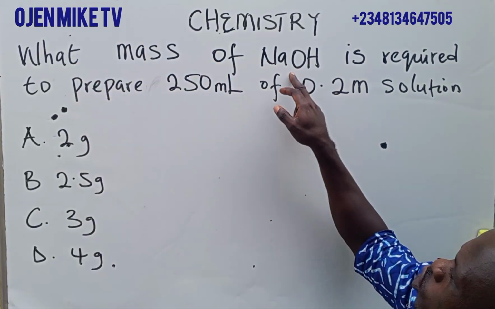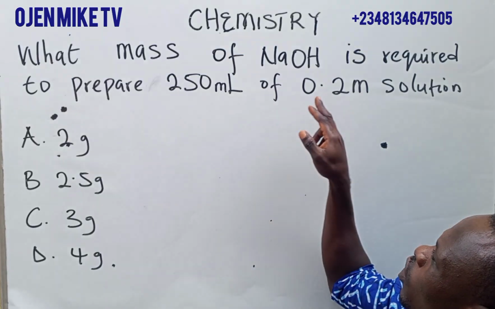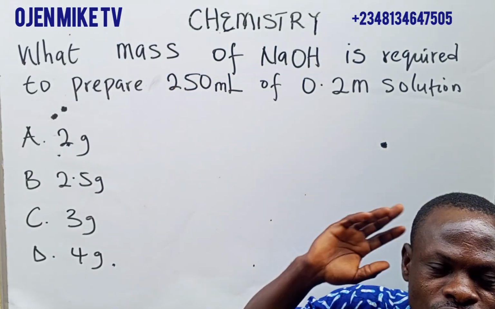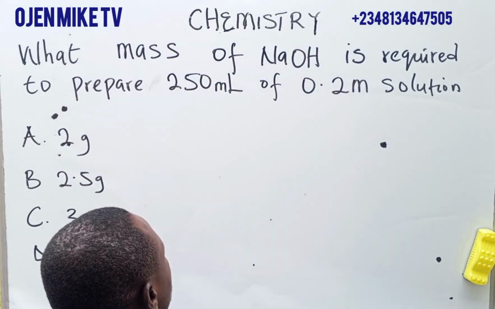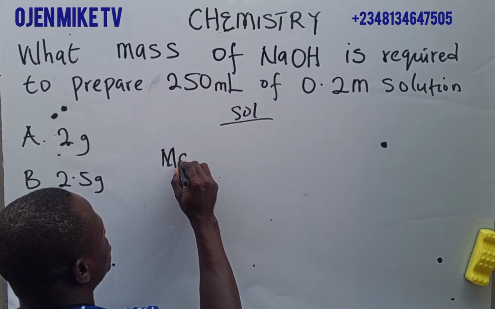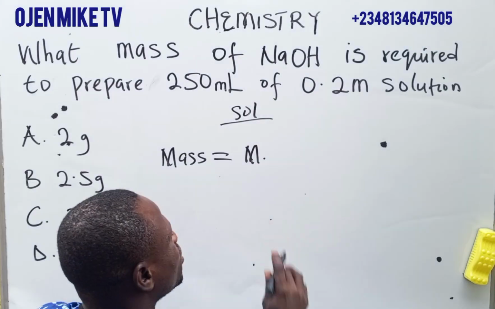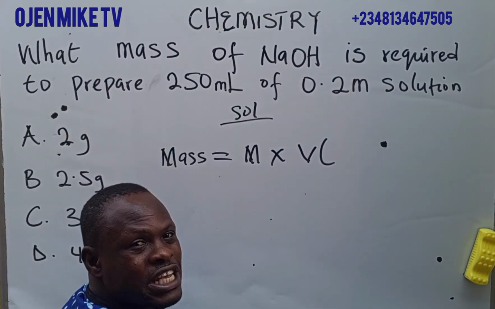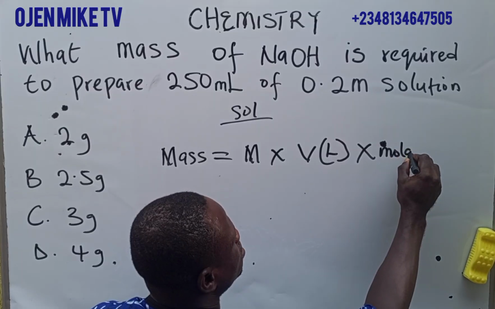What mass of sodium hydroxide is required to prepare 250 milliliters of 0.2 molarity solution? If you are asked to calculate mass, the formula you are going to use is very simple. You say solution mass is equal to molarity multiplied by volume. The volume must be in liters, that is dm cubed, multiplied by molar mass.